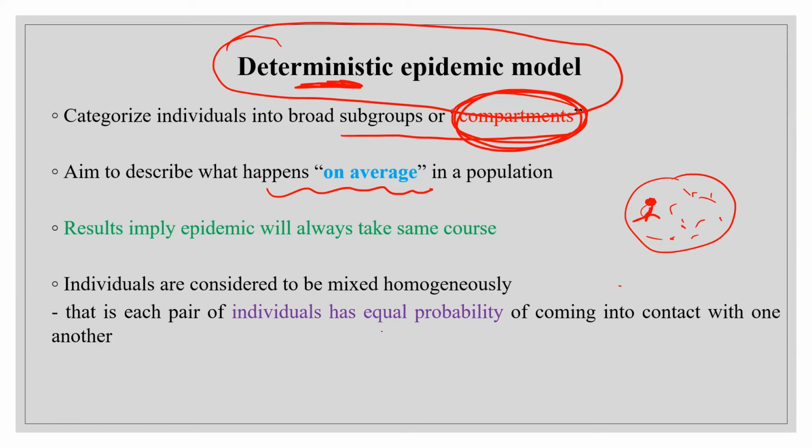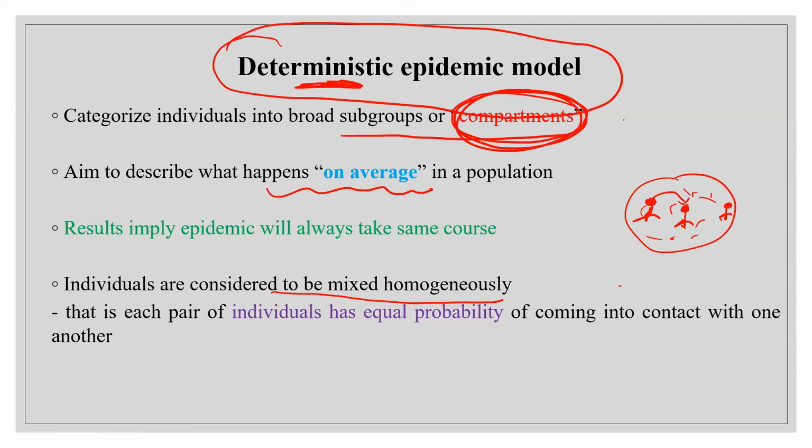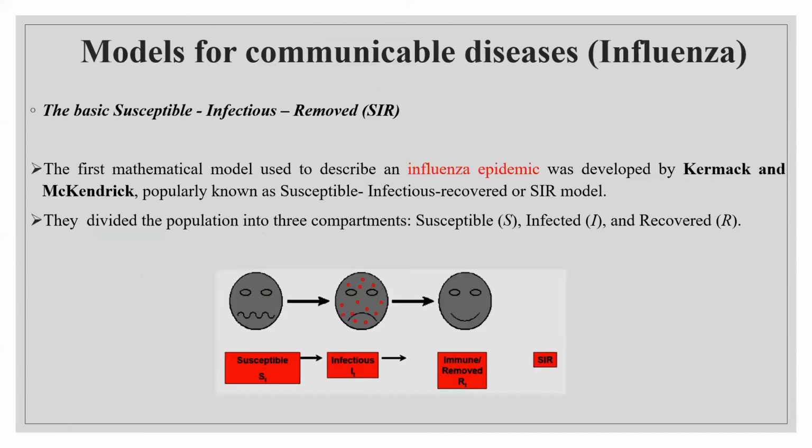And in this, we consider that the individuals are mixing homogeneously. That means that every person has an equal probability of mixing with others. It is not that this person will not meet that person because of distance and all those things. In this, we consider that every person has an equal chance of meeting one another, right? So these are the things considered in the deterministic epidemic model.